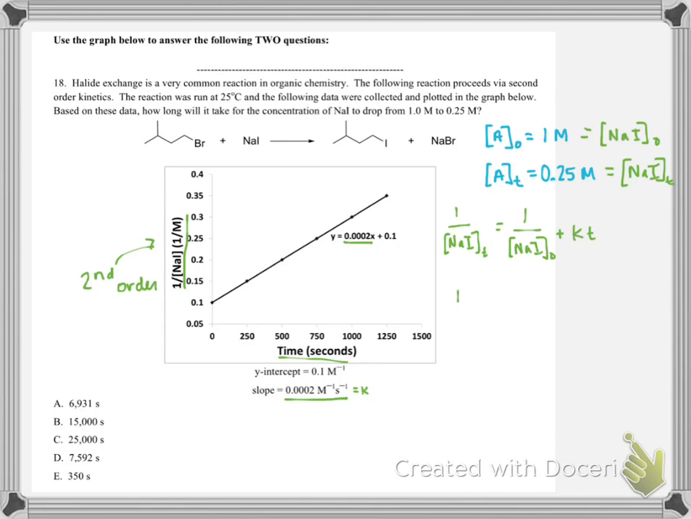So I can go ahead and plug the numbers in, and I'll have 1 over 0.25 molar equal to 1 over 1 molar plus the k, 0.0002 inverse molar inverse seconds, times t that we can solve for. And when I plug this in and solve for t, I get 15,000 seconds. So this would correspond to answer choice B.